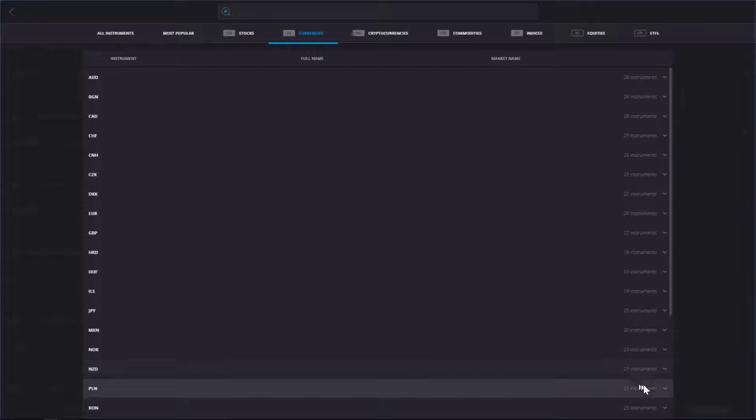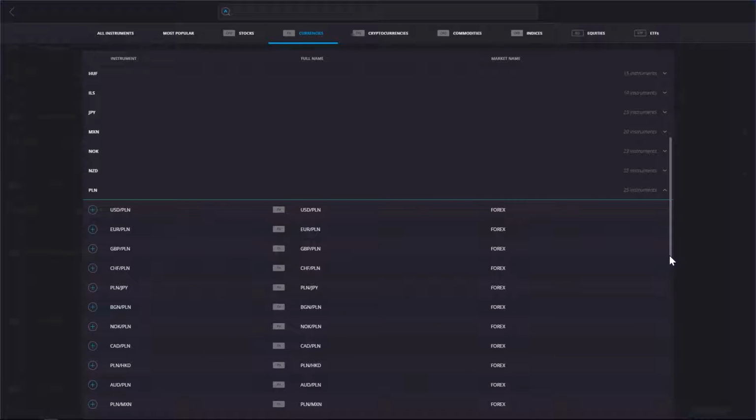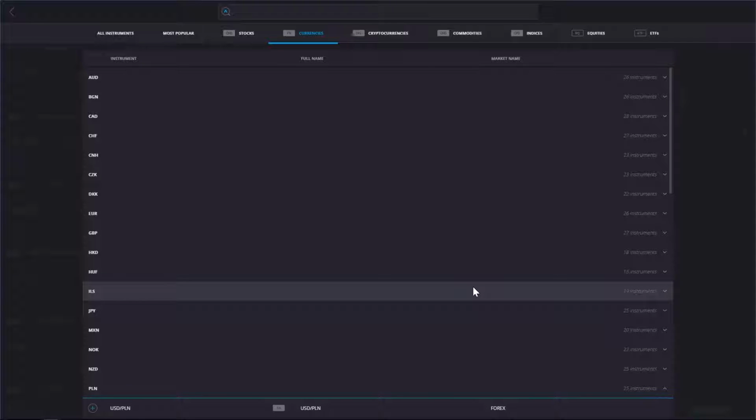For example, if we go down to here, the PLN, Polish zloty, if you wanted to, you could take a view on the Polish zloty against the Japanese yen, Polish zloty against the Mexican peso. So there are all sorts of combinations you can do here. What most people tend to do, in the beginning at least, is stick to the major markets, the major currency pairs, because there's normally plenty going on in those markets.